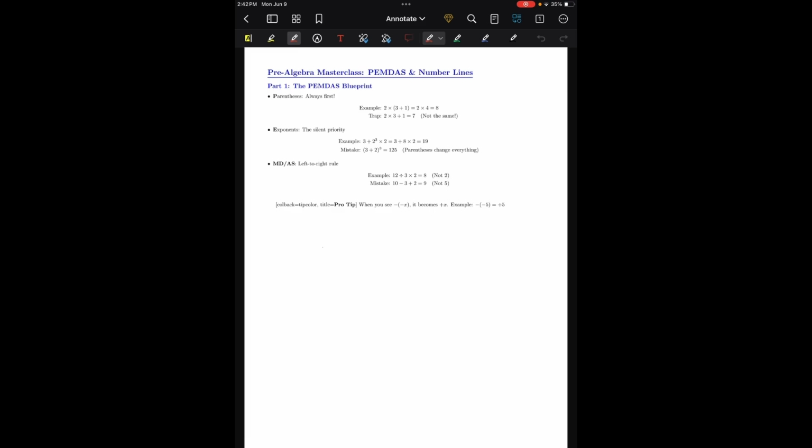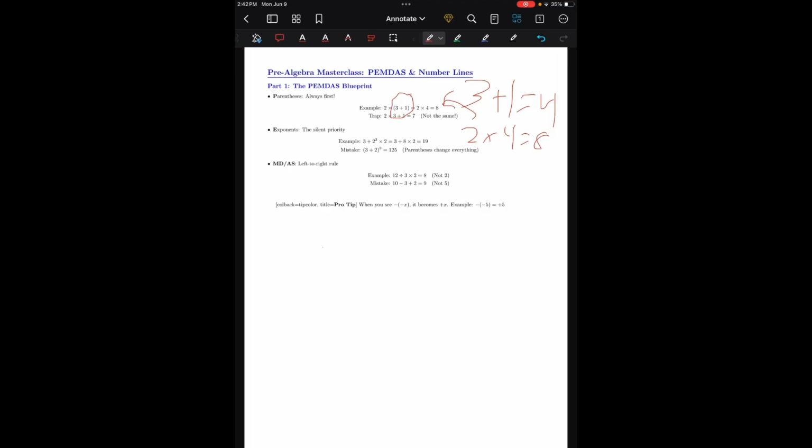So we automatically look and see a pair of parentheses right here. So 3 plus 1 equals 4. And so we can replace that 3 plus 1 with 4. 2 times 4 equals 8, as shown here. So another problem that's a trap, shown on the bottom, is 2 times 3 plus 1.